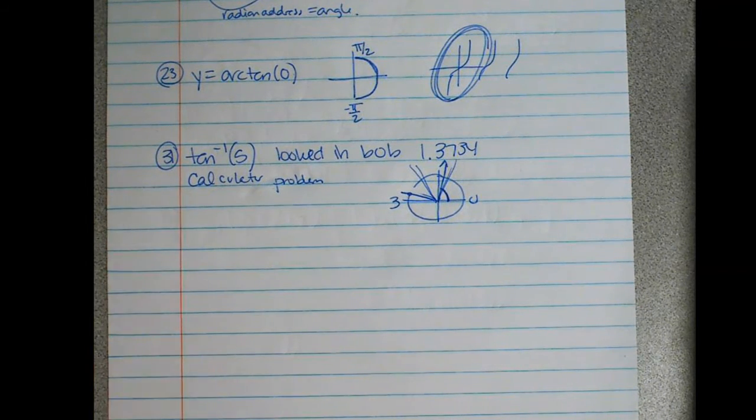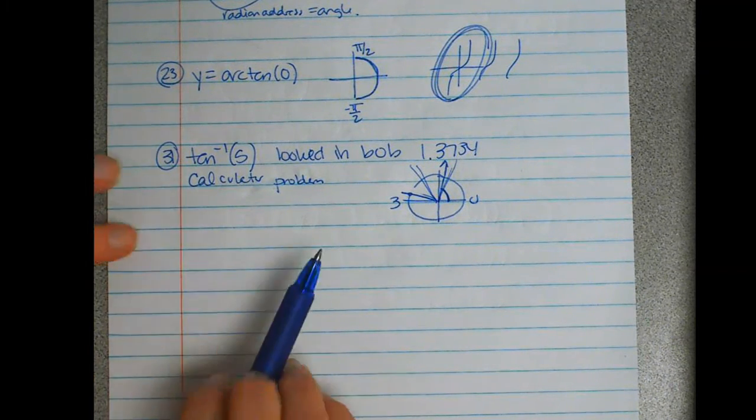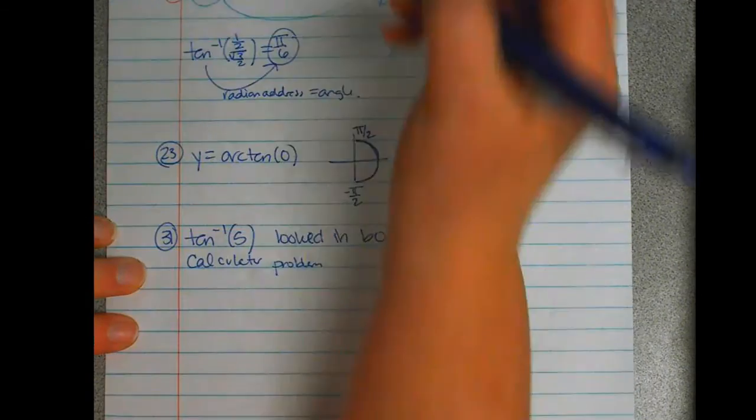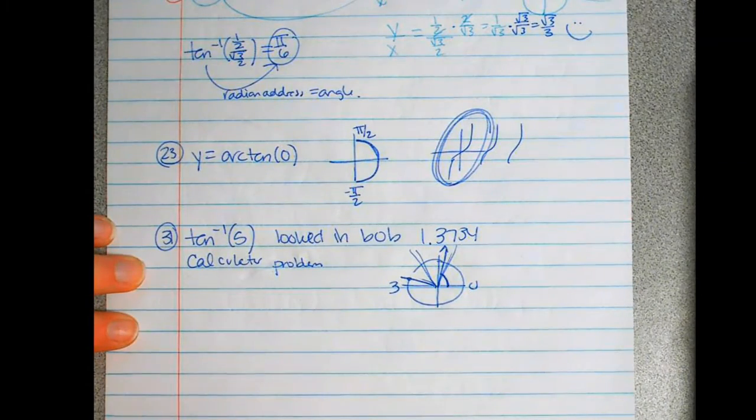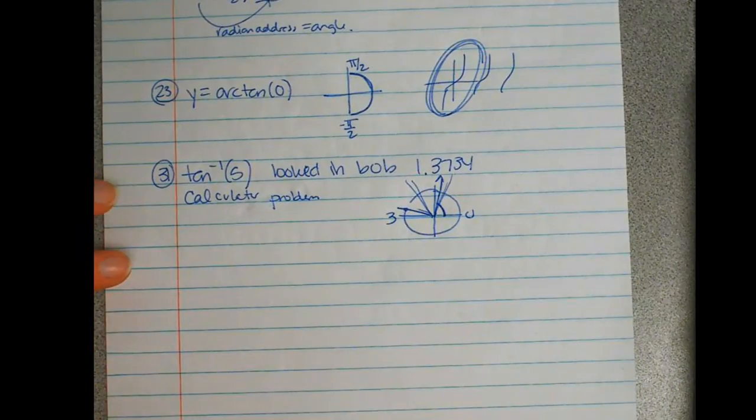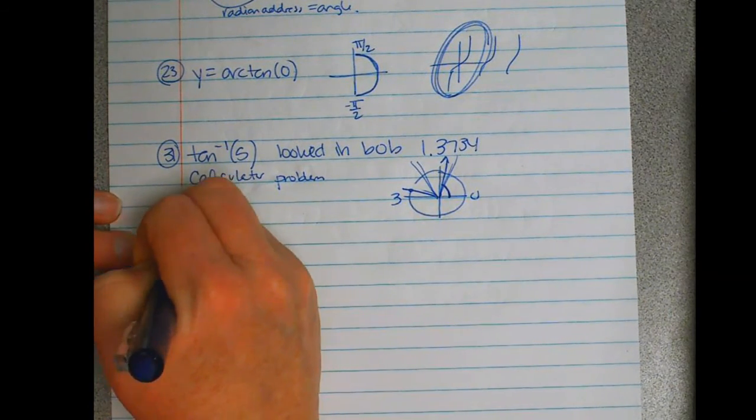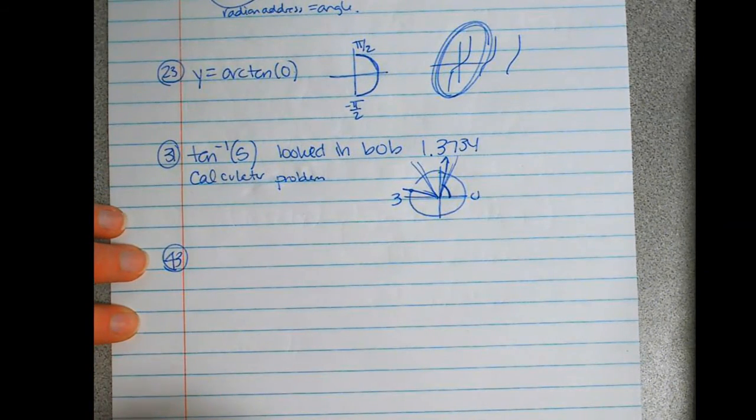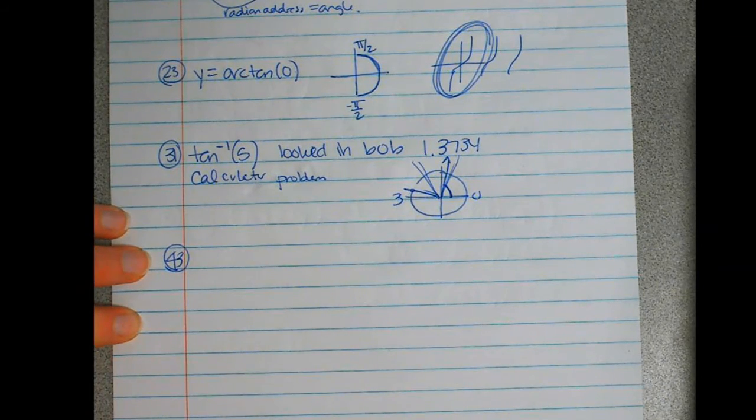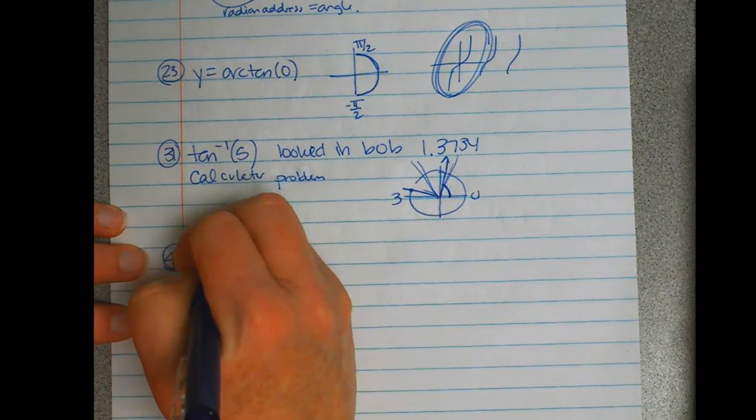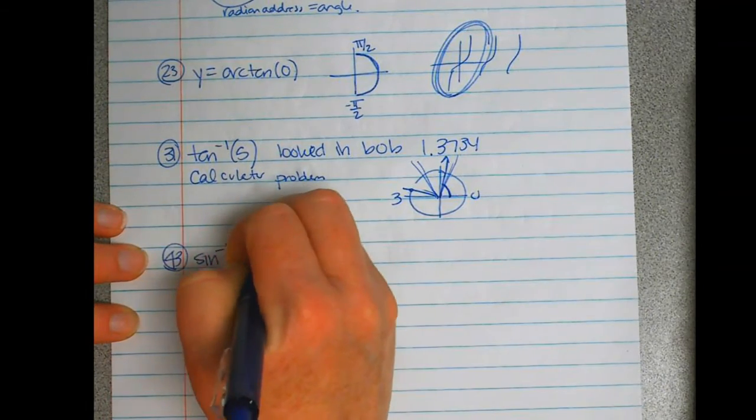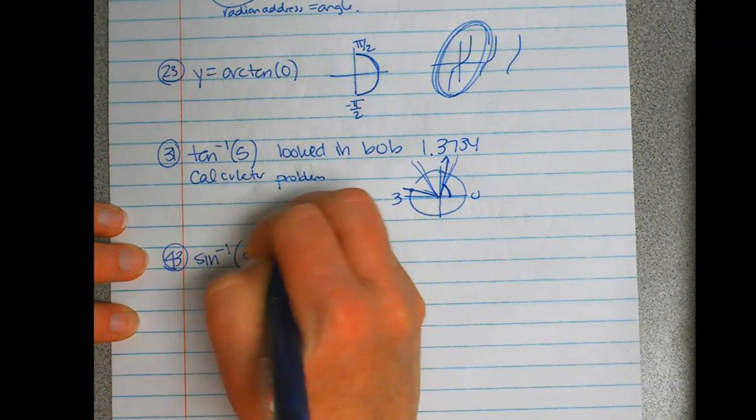Okay, good job. So 33 was the same: use a calculator. Then we went to 43. Ooh, good one. 43 says, and I have a similar one to that on the board, sine inverse of sine of 7 pi over 6.